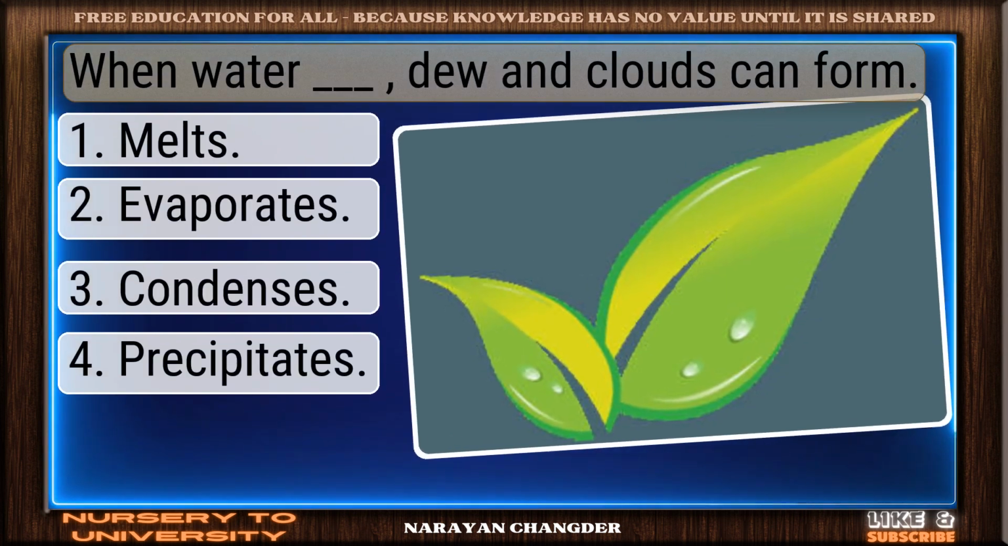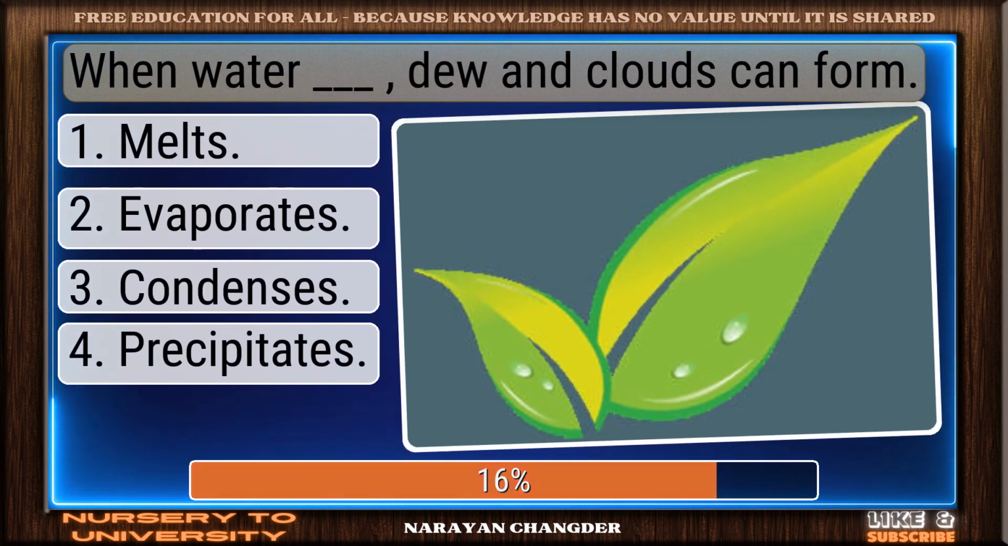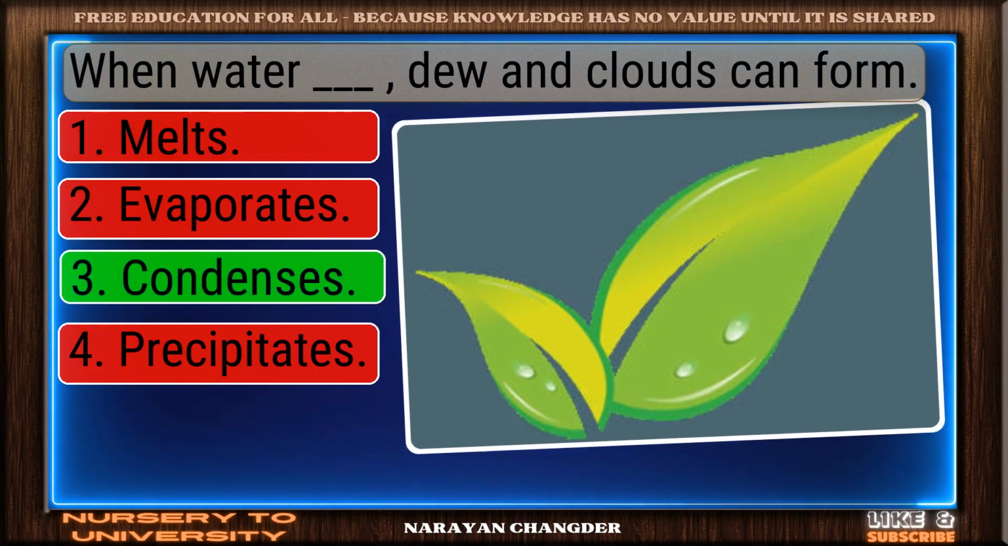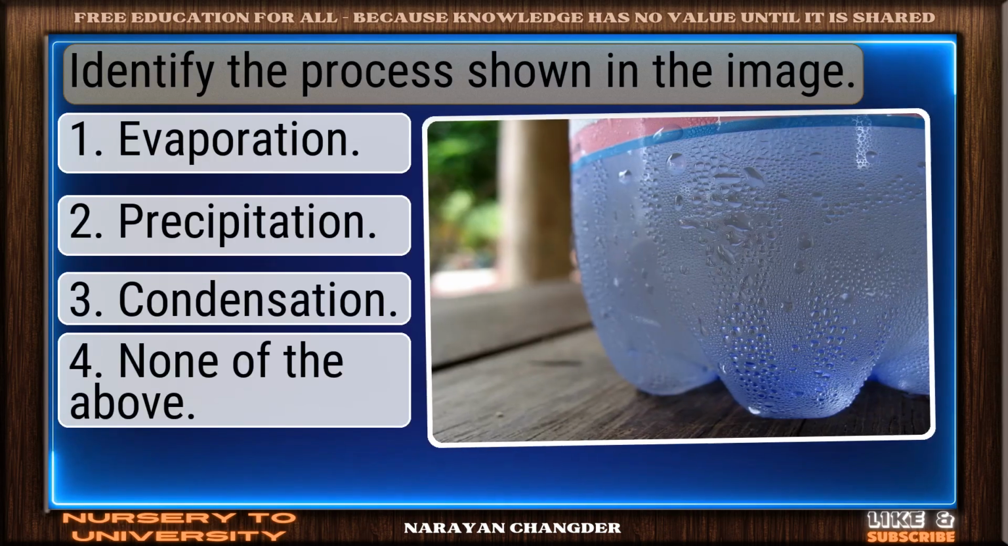When water dash, dew and clouds can form. Right again. Condenses is a valid answer.